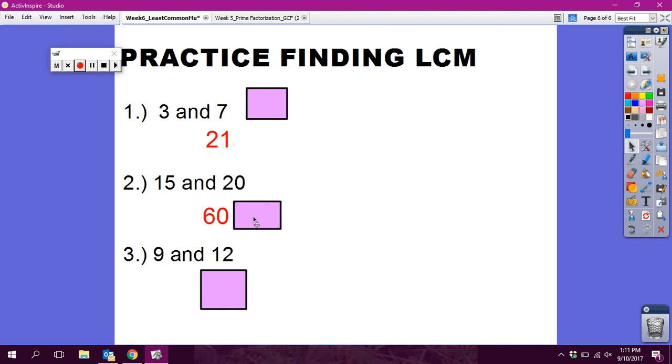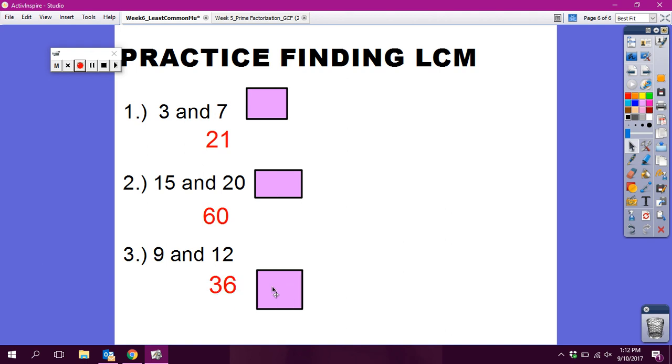So for 2, your answer should have been 60. That is its least common multiple. And for 3, 36. Okay, so those are your least common multiples for these three.